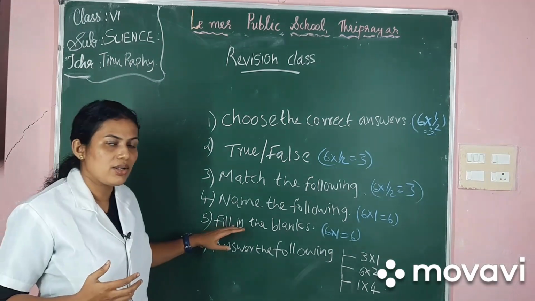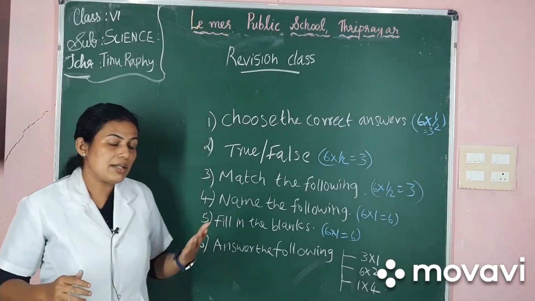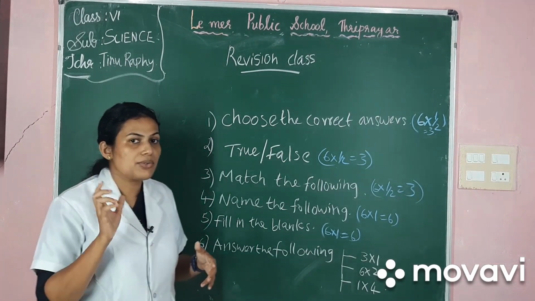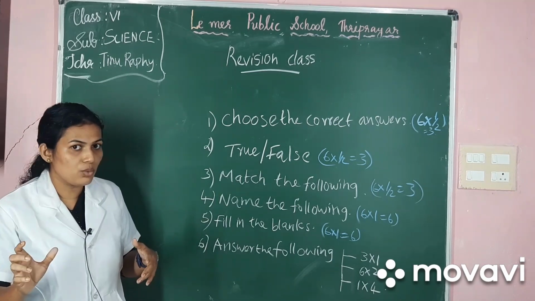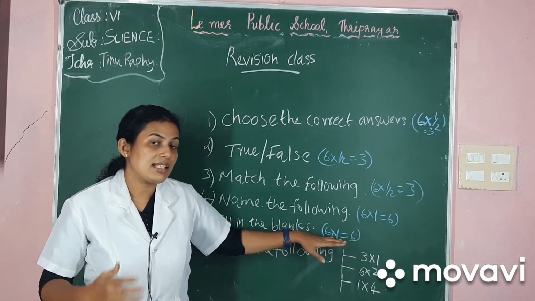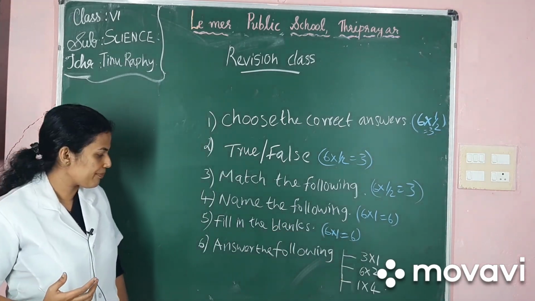Now, the fifth category of questions is fill in the blanks. There will be statements with blanks. You have to fill those blanks with suitable words. There are 6 questions, each carries 1 mark and in total it carries 6 marks.